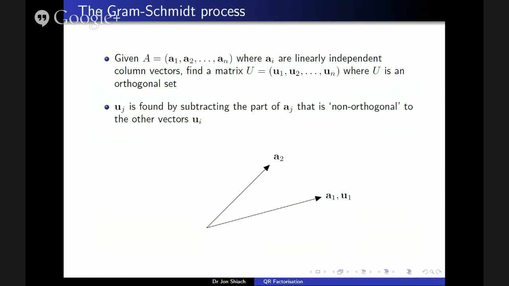Right, the first one is the Gram-Schmidt process. You're sort of familiar with this from previous studies, but I'll just revisit it and go over it again.